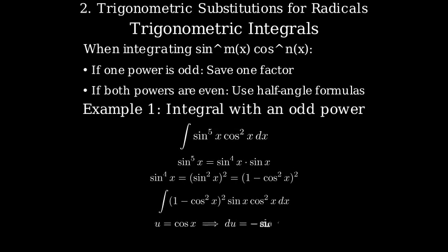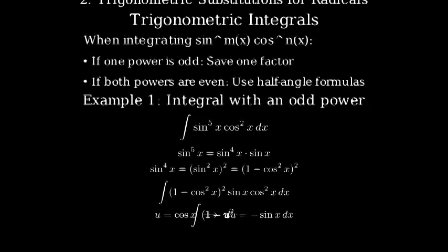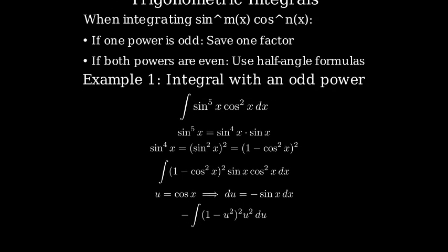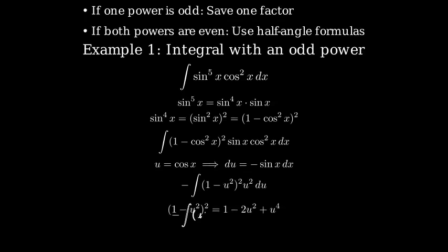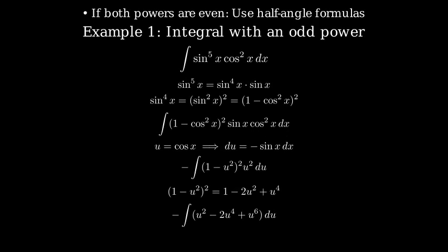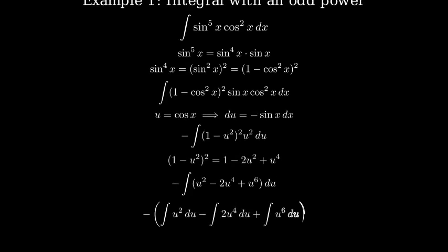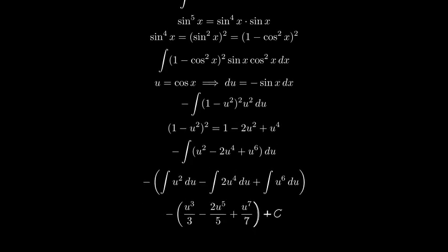We'll use the substitution u equals cosine of x, which means du equals negative sine of x dx. This gives us negative the integral of the quantity 1 minus u squared times u squared, du. Let's expand the first term. We get 1 minus 2u squared plus u to the fourth. Multiplying by u squared, we get u squared minus 2u to the fourth plus u to the sixth. Now we can integrate term by term. The result is negative times the quantity u cubed over 3 minus 2u to the fifth over 5 plus u to the seventh over 7 plus a constant.